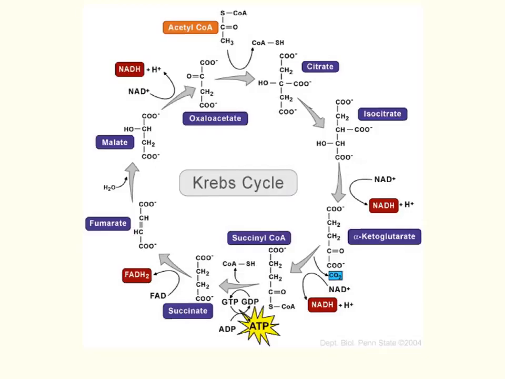The Krebs cycle begins with acetyl-CoA, which is a product of pyruvate oxidation. The acetyl-CoA reacts with oxaloacetate to form citrate. The CoA is then removed.